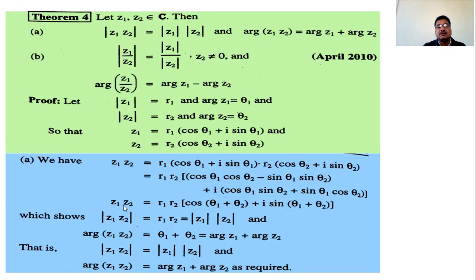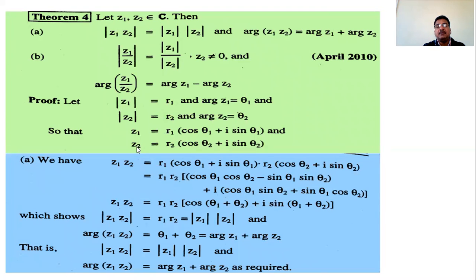because we have this z1 into z2 in polar form. This is the modulus. That is, if we write z1 as r1 into cos theta1 plus i sin theta1, what does this indicate? That r1 is modulus of z1 and theta1 is argument of z1. Like that, z1 into z2 is expressed in the form r1 into r2 in bracket cos theta1 plus theta2 plus i sin theta1 plus theta2. This is the polar form of z1 into z2, and this indicates that modulus of z1 into z2 is r1 into r2, and argument of z1 into z2 is theta1 plus theta2.